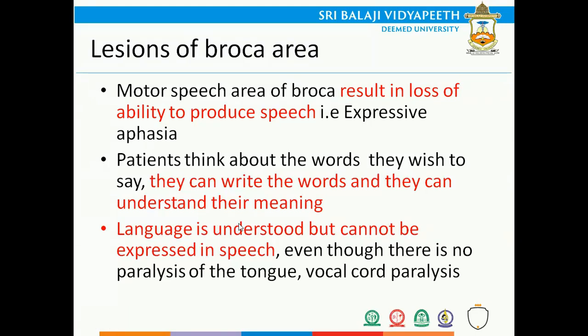The problem is due to the difficulty in expressing the language. This usually occurs in patients with lesions in the Broca region. Even though there is no paralysis of the tongue or vocal cord paralysis, the patient still cannot talk.